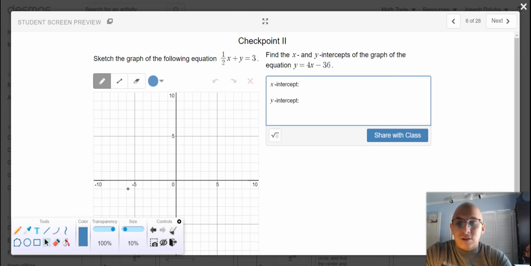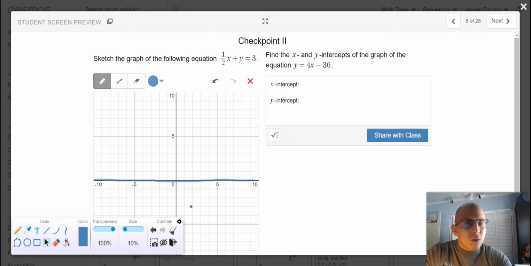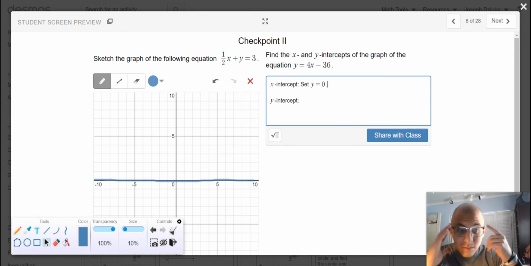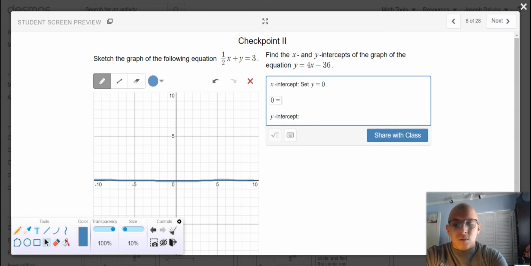Now, as far as the x and y intercepts, if you take any coordinate along the x-axis, you'll notice that they all have a y value or a y coordinate of 0. So we're going to use that to our advantage. In finding an x-intercept, we're going to set y equal to 0. So if you didn't say it in the previous slide, you don't need to update, but something to keep in mind. So here I will make my equation y equals 4x minus 36. I've substituted a 0 for y because I'm looking for the corresponding x coordinate.